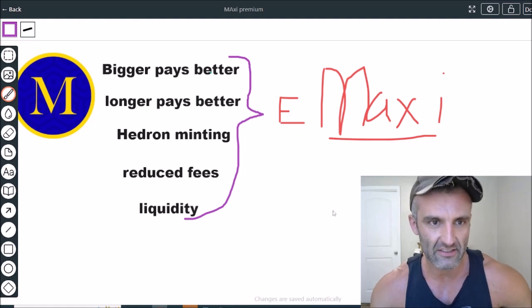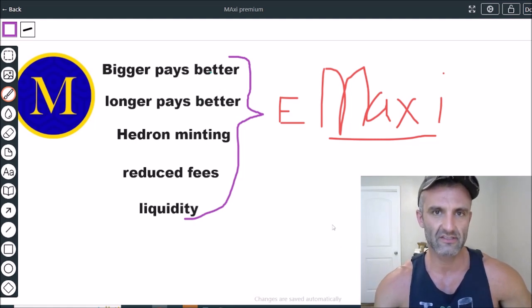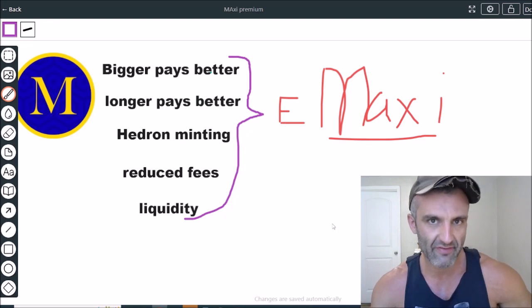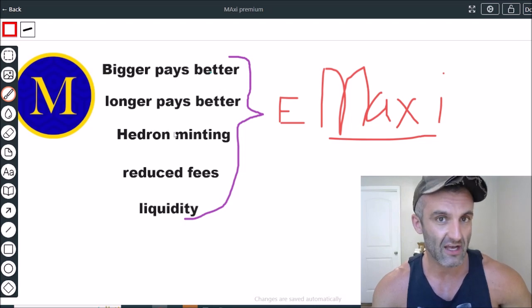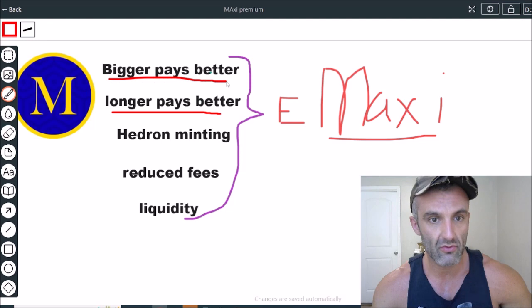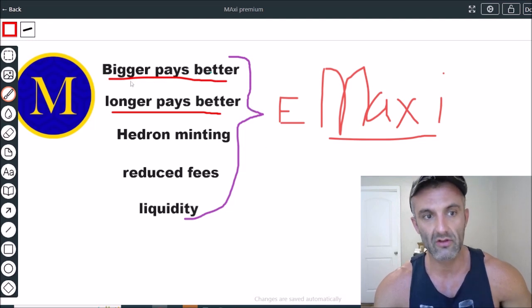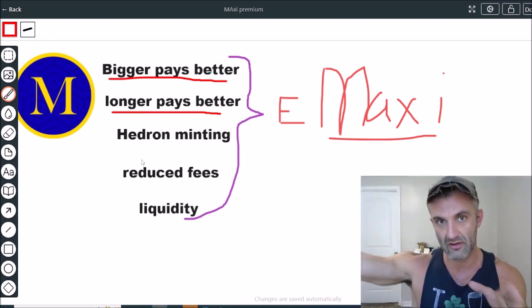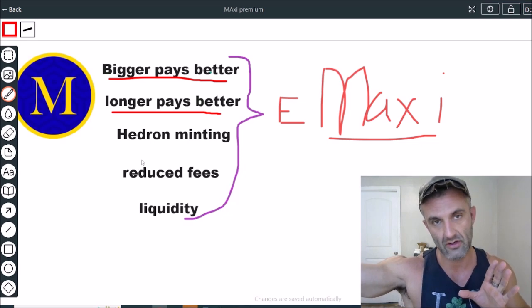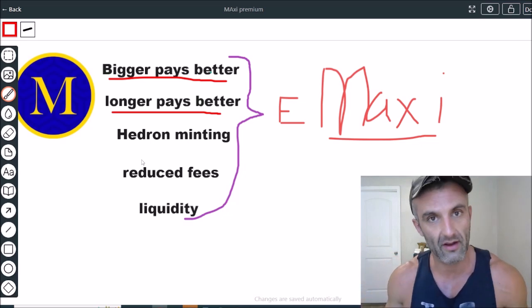What is Maxi? Maxi is a DAO that collected a bunch of hex to actually run a max length contract on hex. So when you do a certain size of hex, as well as the maximum length in hex, you probably, if you have heard of hex, will have heard of bigger pays better and longer pays better. So the duration at which somebody places something into the future, if you go further into the future, you get a bigger benefit, right? Because you have to wait for that.